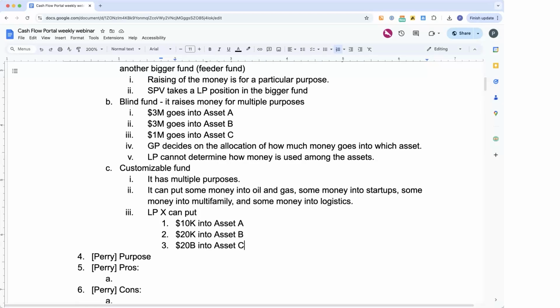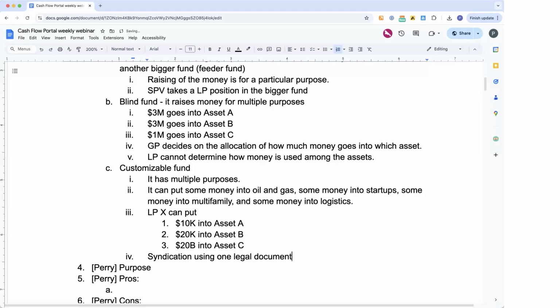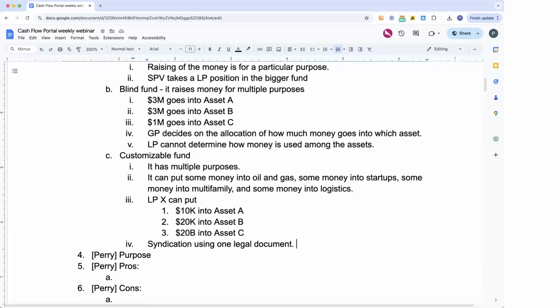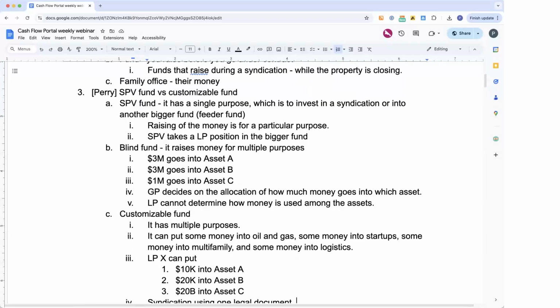Okay. So it's basically syndication using one legal document. That's why it is. It's an evergreen fund that keeps raising money, but it's raising money for different purposes. Sometimes startup, sometimes oil and gas, sometimes. Okay. So that's the customizable fund.